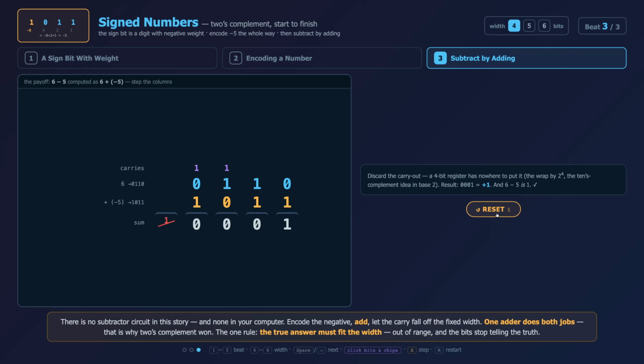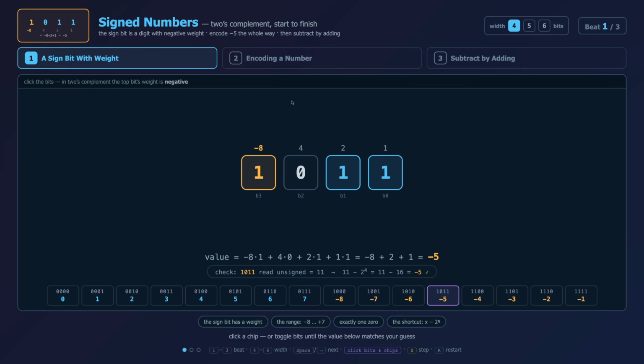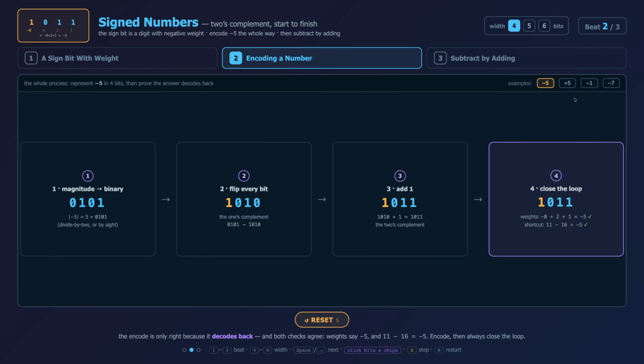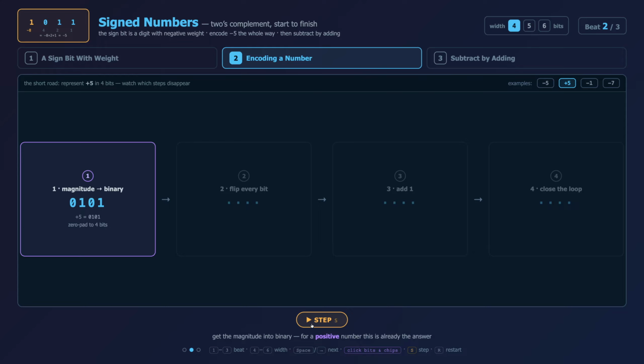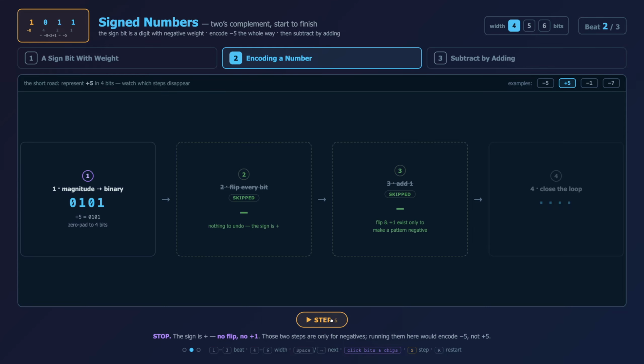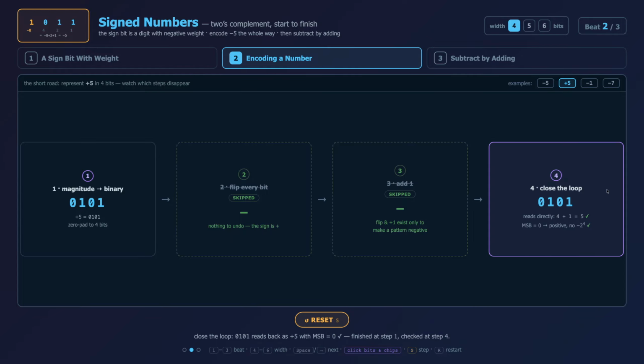Okay, so I want you to play around with this. This is representing signed numbers. You can encode a number. By the way, positive numbers are easy. For a positive number, if I want to encode 5, I just convert that. I do the magnitude. The magnitude of plus 5 is 5. Because it's a positive number, I can skip these 2 steps that involve the 2's complement, and I get to my answer right away. Okay, so those cases are easy.